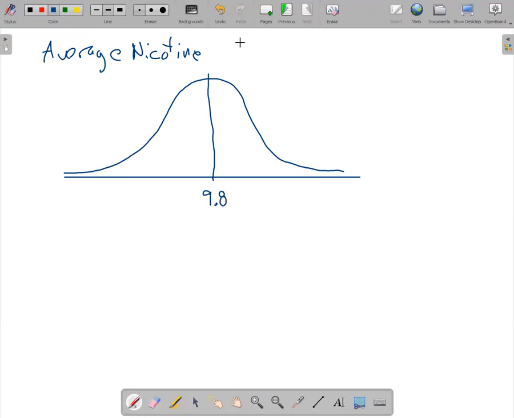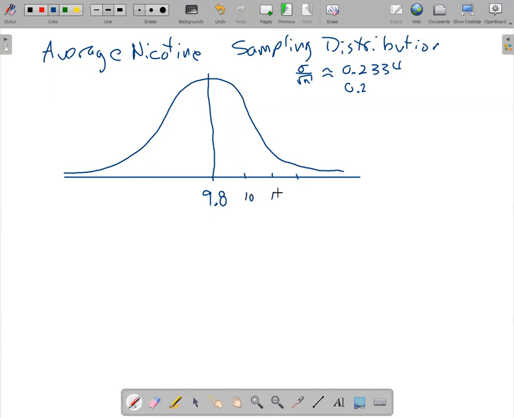Now, this is a sampling distribution, so average nicotine sampling distribution, which means I have to choose the correct spread for this, and the correct spread for this is sigma over the square root of n, and that was that 0.2334. Now, for ease of drawing it on the screen, I'm just going to say that's about 0.2, because I can easily add that in my head to 9.8. So if I mark off 1, 2, 3 standard deviations, then adding 0.2 is going to give me about 10 here, 10.2, and about 10.4.